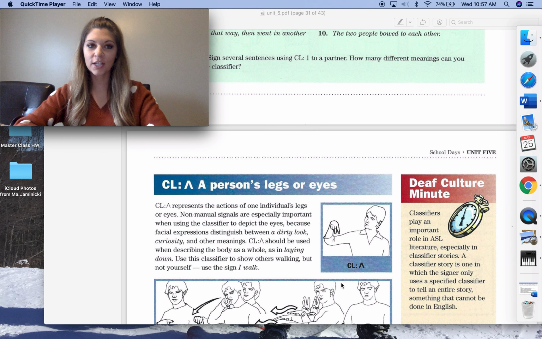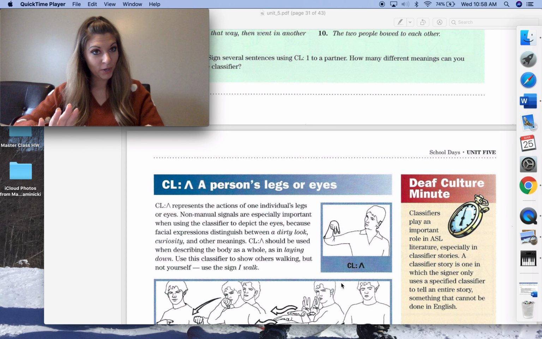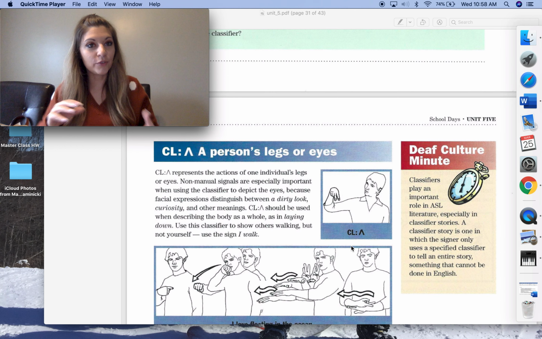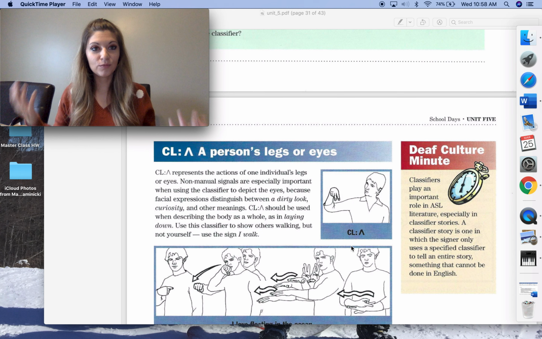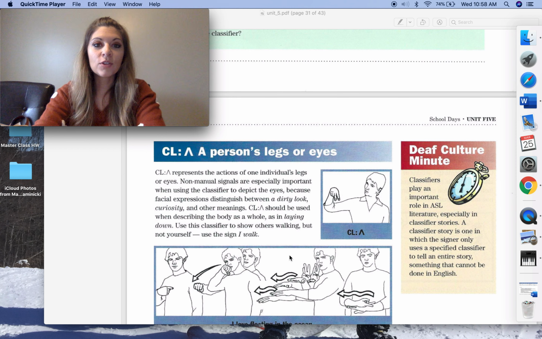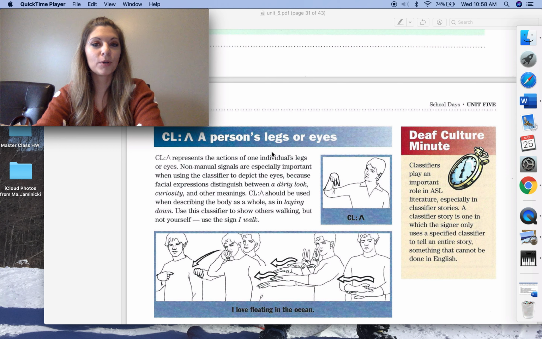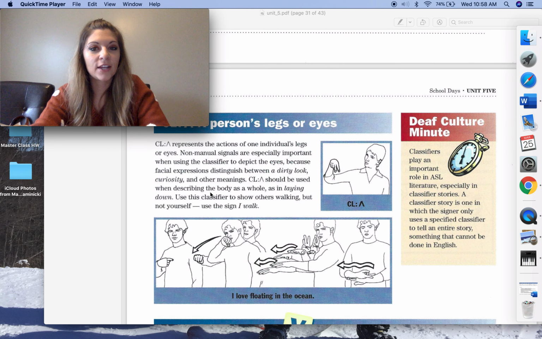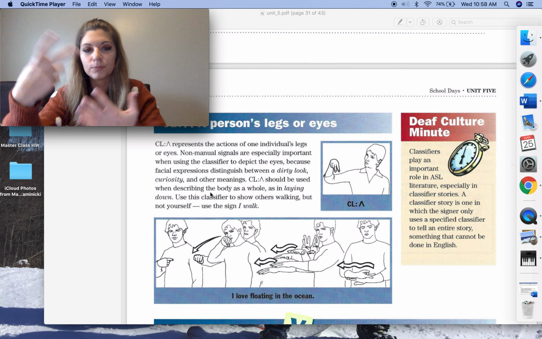I'm going to push these classifiers at you. Your quiz next week is a classifier quiz, so just prepare yourself, because once you learn classifiers, they're mandatory for the language. They should be in every conversation, almost every sentence you use, to represent visual language. So this next one is CL, upside down V, which is typically a person's legs or eyes. It can also represent a million other things, but typically this is what we use them for. So they represent the actions of an individual's legs or eyes. We've already talked about it: sit, jump, stand, lay down.